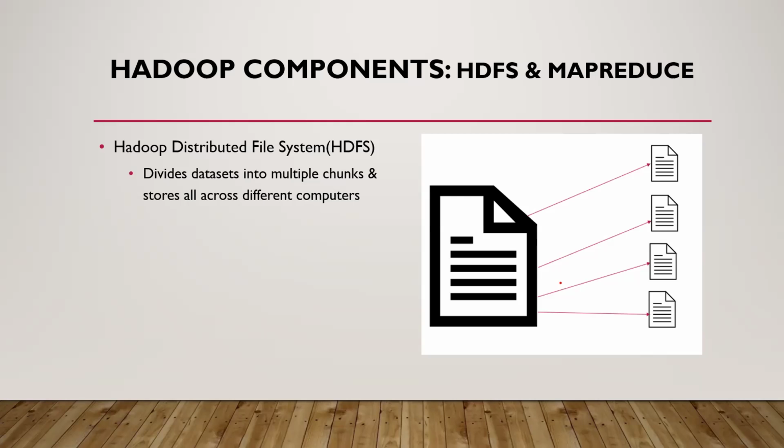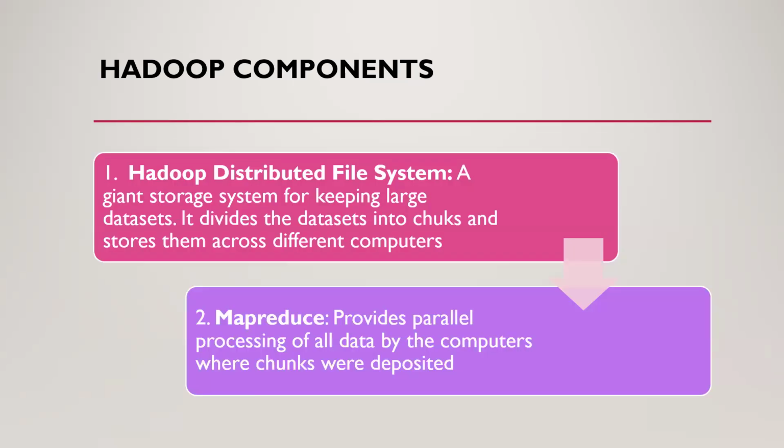HDFS. This is the part of it that divides the data set into multiple chunks. So, like I said, there are two major components, the HDFS and the MapReduce. So the large data that comes in will first be divided into smaller chunks. And then the MapReduce will now come in.